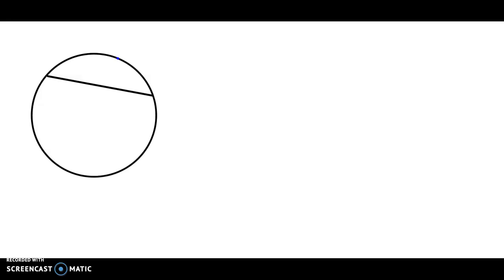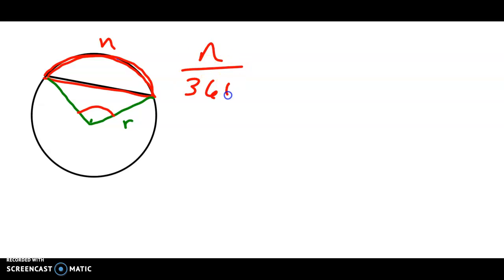So then let's look at a segment. For a segment, we have this chord drawn in here. We still have an arc measure to use, but what we don't have is the sector part. So we need to draw in these two radii. And again, this measure right here is the same as this measure. So we're just going to call that n. So it's going to be n over 360 degrees. So that's going to be your ratio.